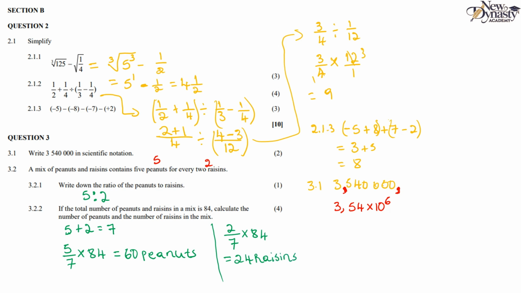Then if you want to be sure that your answers are correct, you can just take the number of raisins, add to the number of peanuts, then make sure that you get the total in the mix. So that is 60 plus 24, that gives us 84. So we are so sure that we are correct.